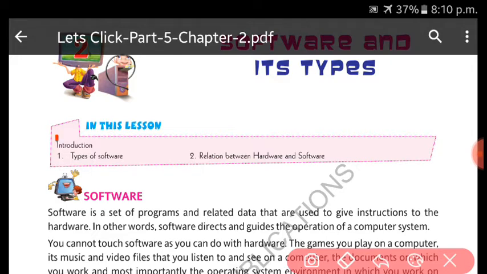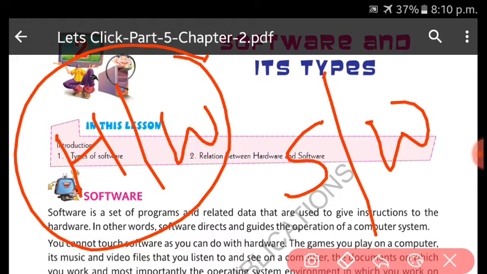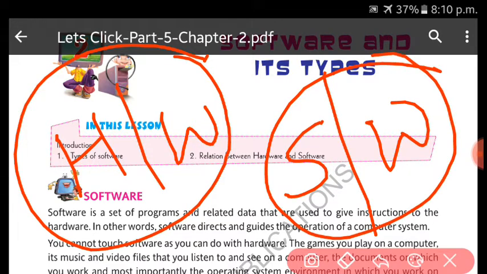So hardware and software. This hardware is a physical component which you can see as well as touch, like monitor, keyboard, mouse, CPU. Okay, these softwares you cannot touch. The software is in the form of instructions which are usually given to the computer system.